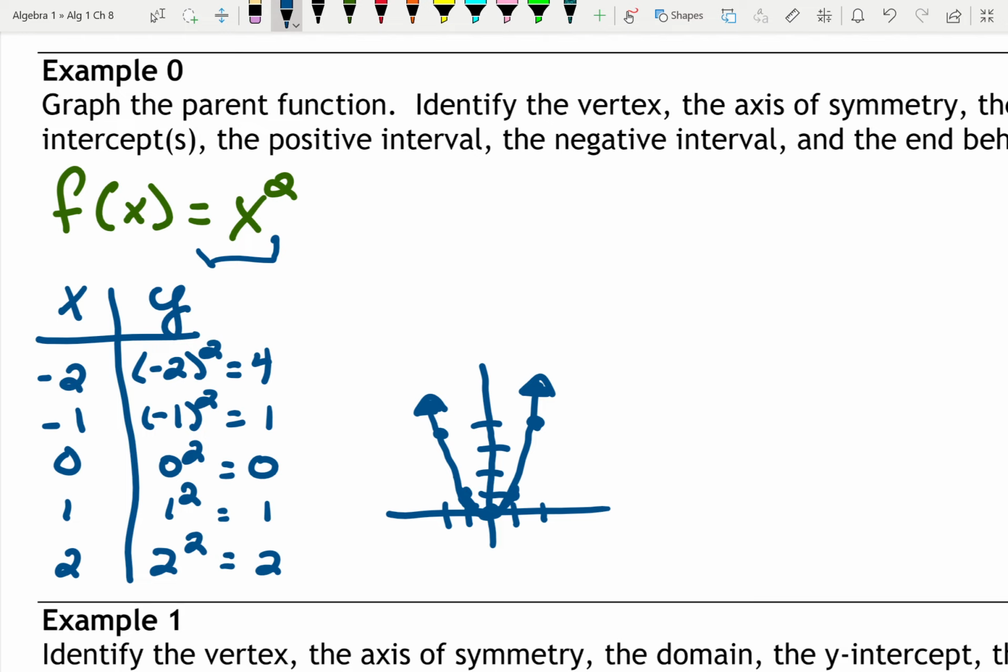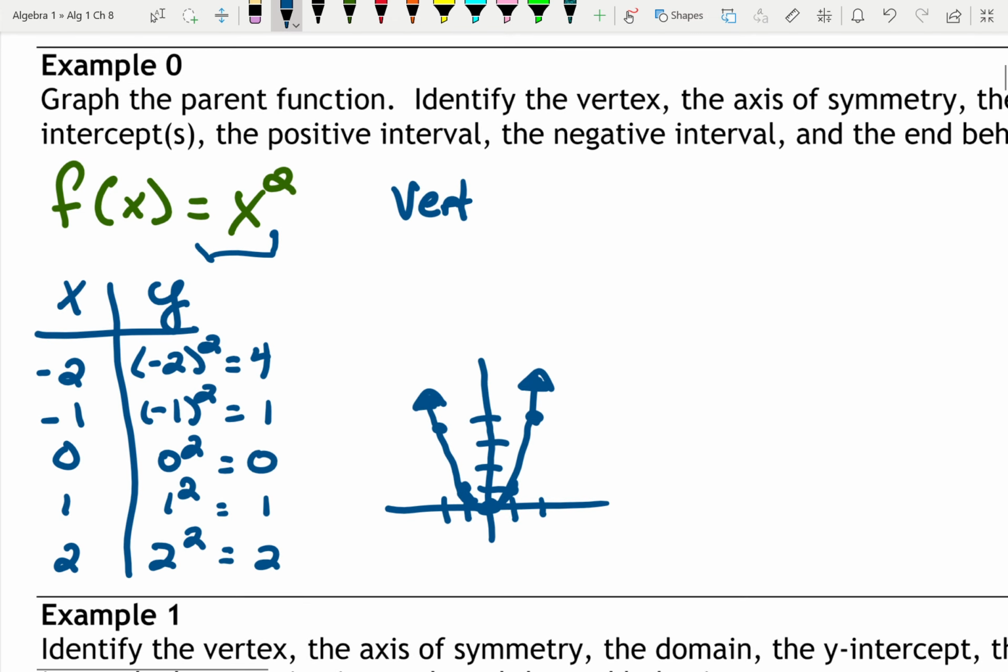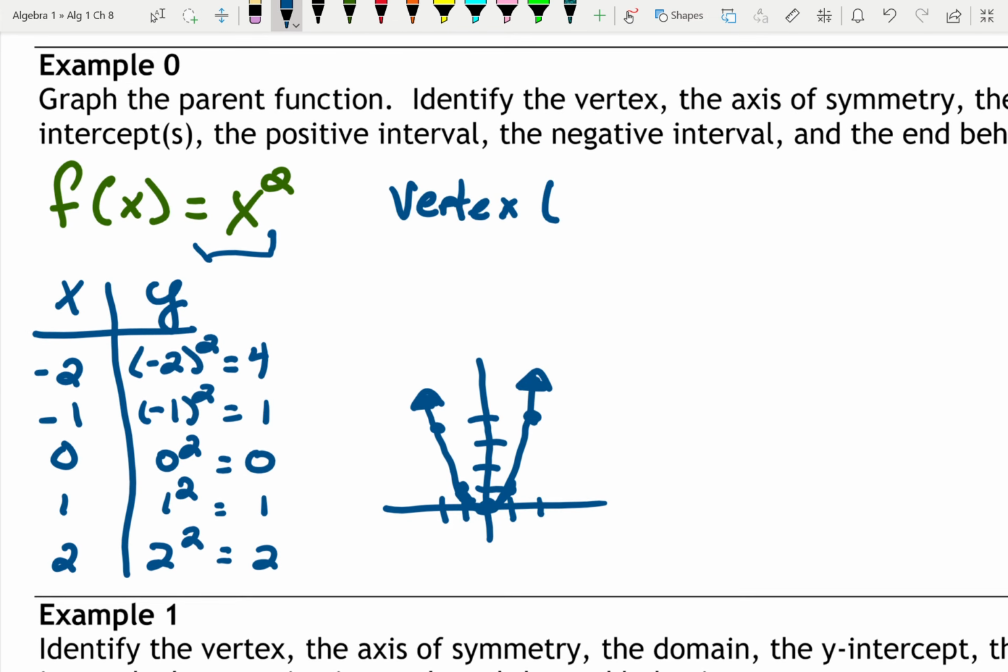It says to identify the vertex. The vertex is the spot where the graph changes direction, and it's happening right there at 0, 0. Next up, I'm going to do the axis of symmetry. If I were to graph in this green line here, that's the line x equals 0. That's my symmetry line. So my symmetry line is x equals 0.